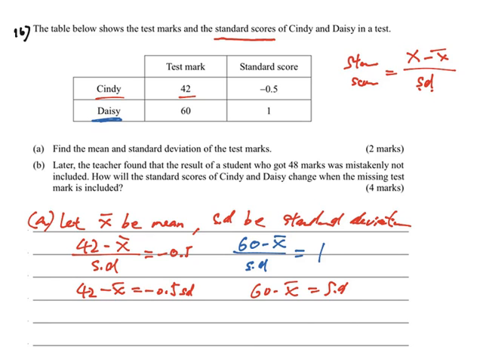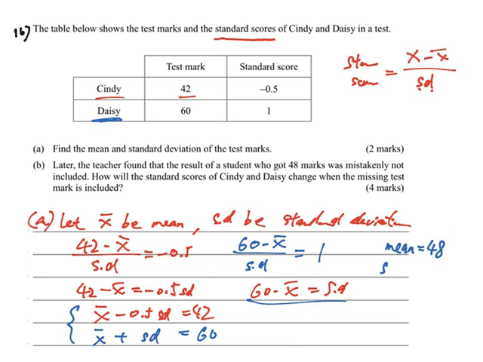So this one becomes X bar minus 0.5 SD equal to 42, and for this one, the mean X bar plus SD equal to 60. Actually these are simultaneous equations. So finally we can find the mean is equal to 48, and the SD is equal to 12.